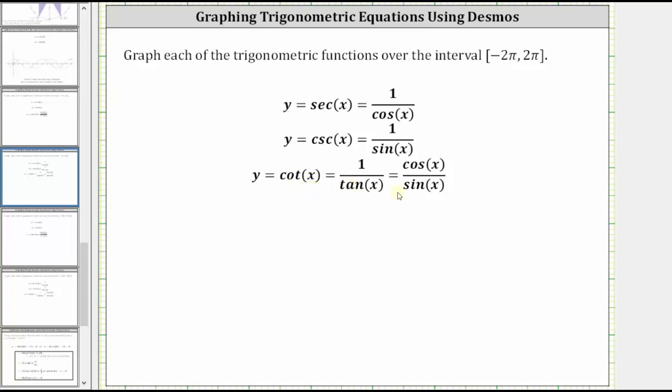Similarly, where the tangent function has a vertical asymptote, the cotangent function will be 0. In addition, where the tangent function is equal to 1, so is the cotangent function, and where the tangent function is equal to negative 1, so is the cotangent function. Let's take a look at the graph using Desmos.com.